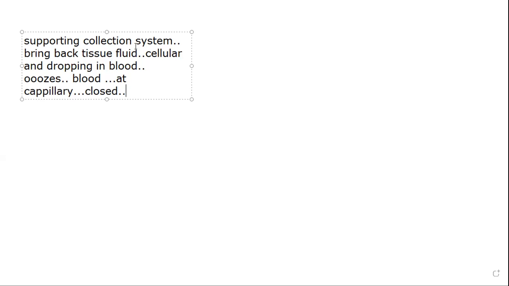So what happens is, for direct exchange of materials, liquid has to leak out, has to move out of the capillaries, and the liquid has to be in close contact with the cells so that dissolved enzymes, dissolved nutrients, dissolved hormones, dissolved oxygen and respiratory gases, all these have to be exchanged at all the major cellular levels.